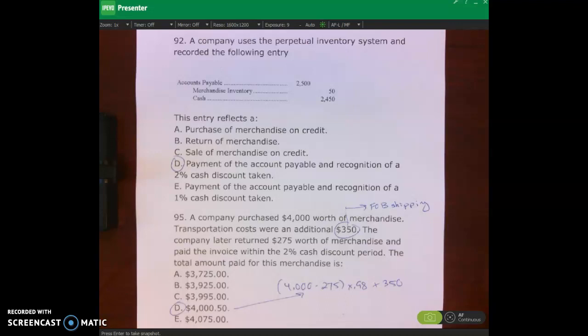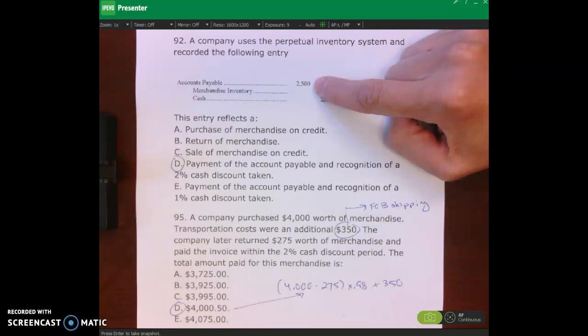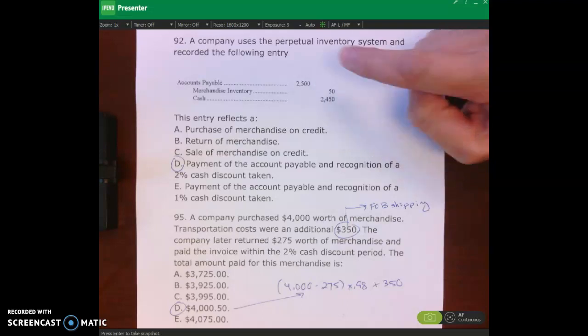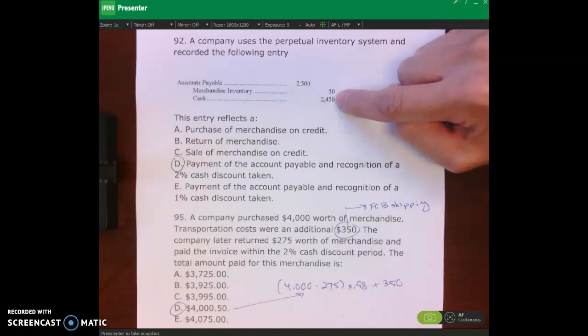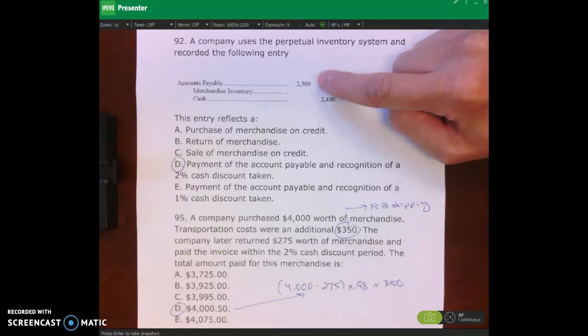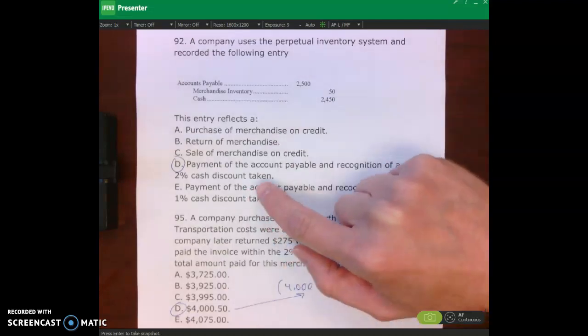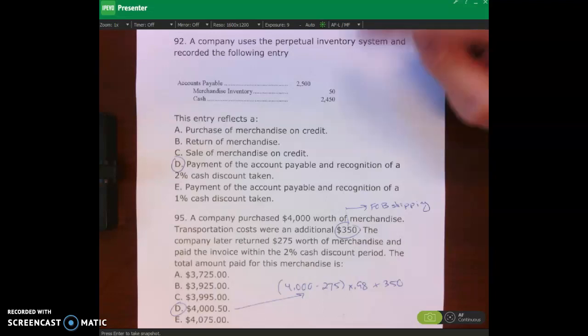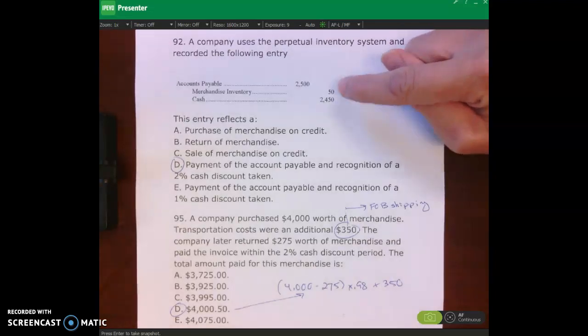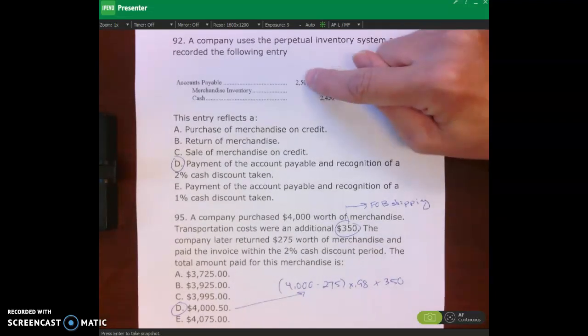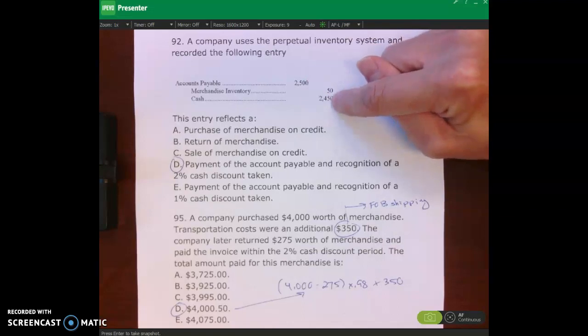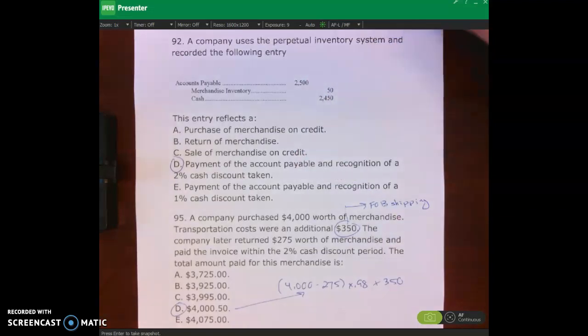Debit, accounts payable, credit, merchandise inventory, credit, cash. What does that journal entry reflect? D is the right answer. The payment of the accounts payable, that's the debit to the accounts payable. So we're paying off the accounts payable. And then we can take our 50 divided by our 2,500, and you can recognize that's a 2% discount. That's our purchase discount. And then 98% of the 2,500, this is how much cash we pay. So D is the right answer.